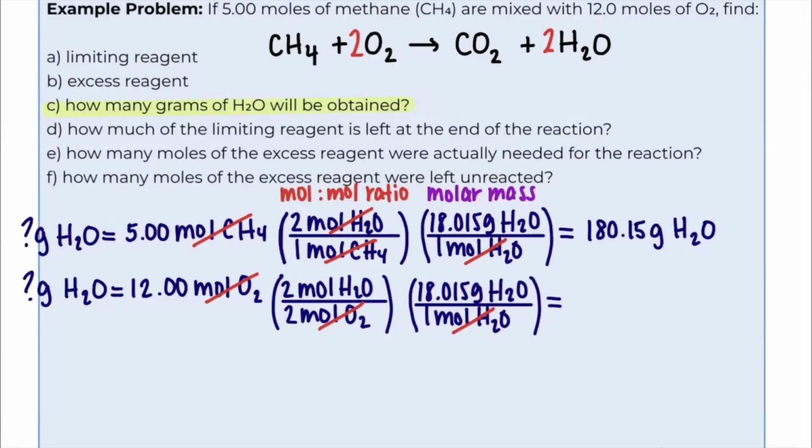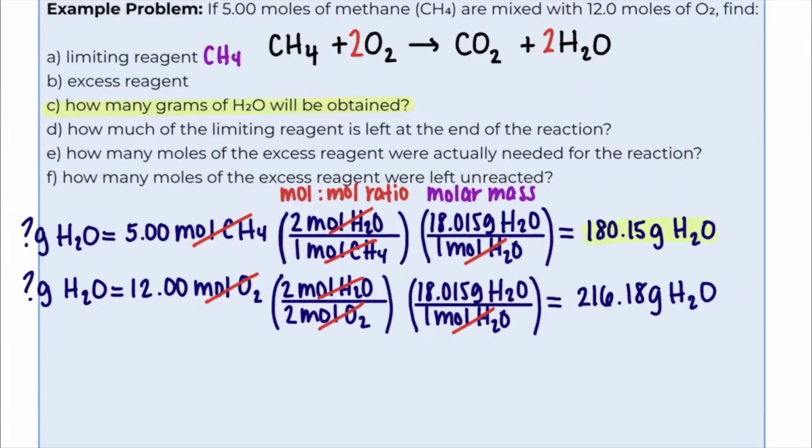And when you multiply 12 times 2 over 2, which is just 1, times 18.015, you end up getting about 216.18 grams of H2O. And now comparing our results, we see that the reactant that produces the smaller amount of product is our methane. So our methane is the limiting reagent, and it produces a theoretical yield of 180.15 grams of water.